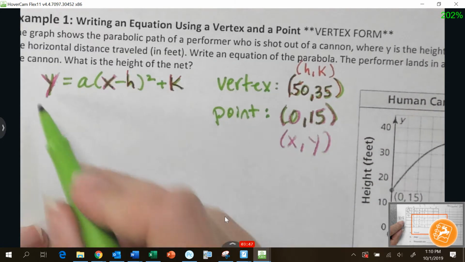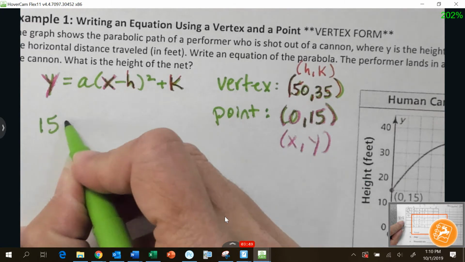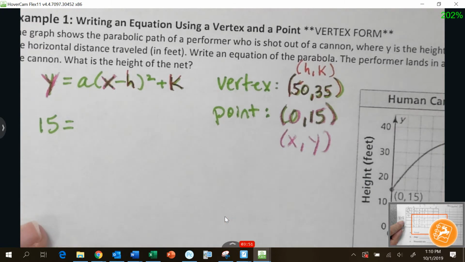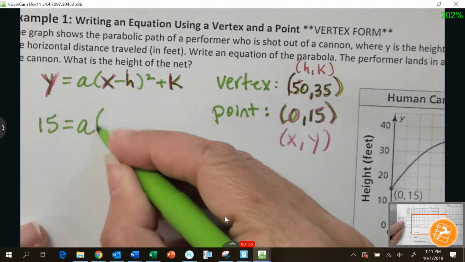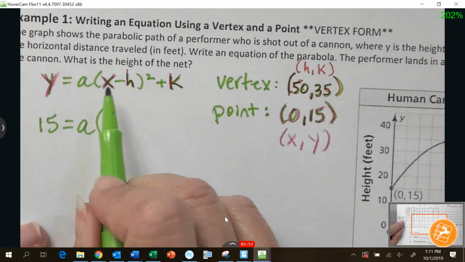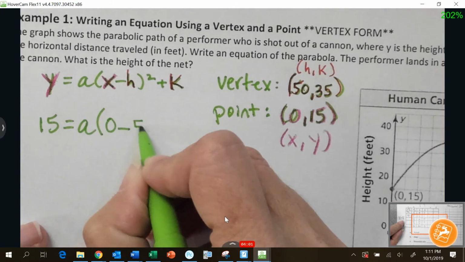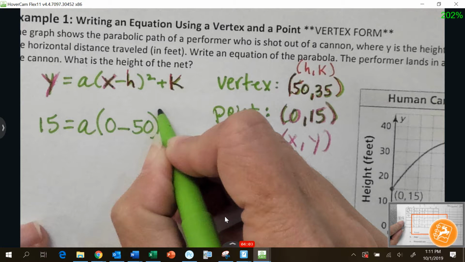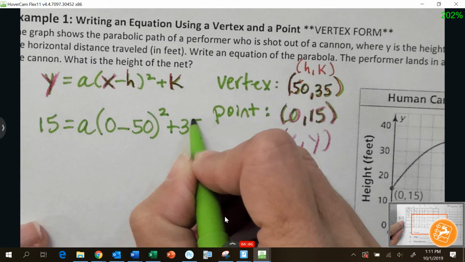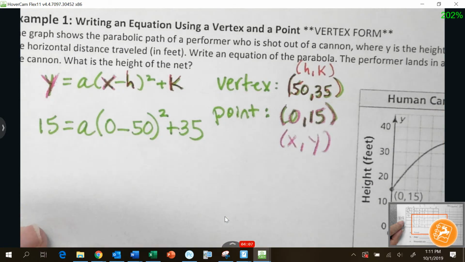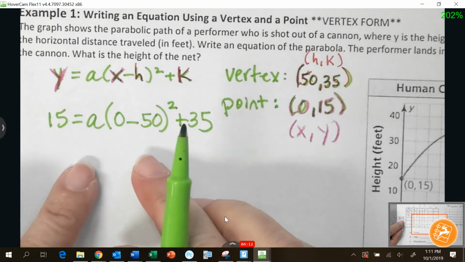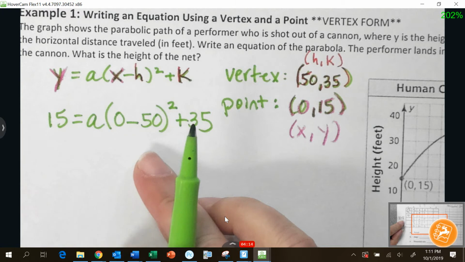So my y value comes first. 15 equals, ooh, am I plugging in anything for a? I'm not. So that stays a. Parenthesis, now my x is 0, minus my h is 50, close parenthesis squared, plus my k, 35. So I just plugged in the stuff that was given to me. What don't we know? a. So we're going to solve for a.